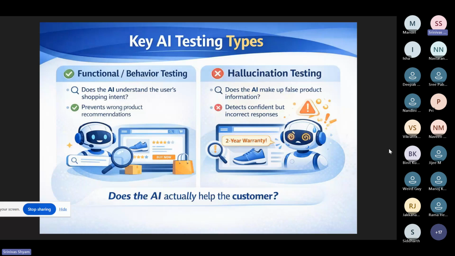Seeing that confidence which the AI is throwing, the customer reads it or maybe buys it, and later on that issue will come, which is very dangerous. Because the AI said 2-year warranty, the customer buys it, but the sad fact is there was only a 1-year warranty. So this is the testing where we detect whether our AI is confidently giving some incorrect responses. That is hallucination testing. Okay, is it clear to all of you till here?